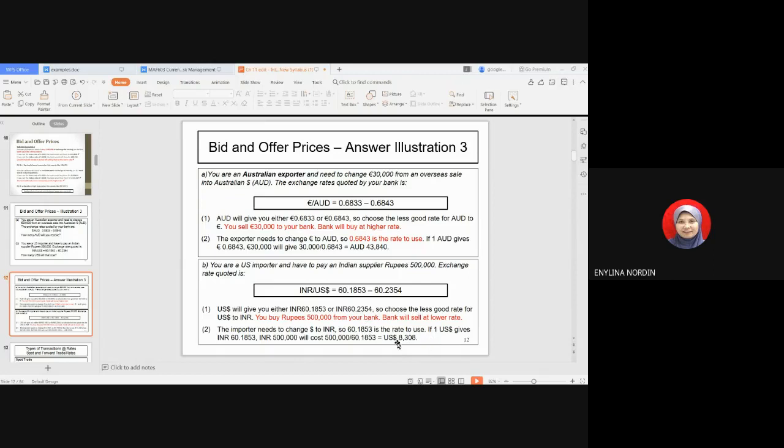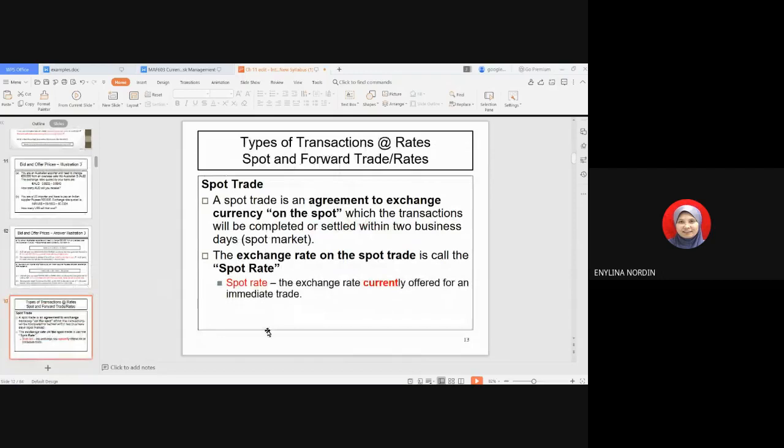60.1853 equals $1. So 500,000 rupees will be divided by 60.1853, the low rate, because the bank is selling, and multiplied by $1. So you should pay the bank $8,308. Then you can get 500,000 rupees. If you pay less than this, that means you cannot get this 500,000. Okay. Any questions so far?